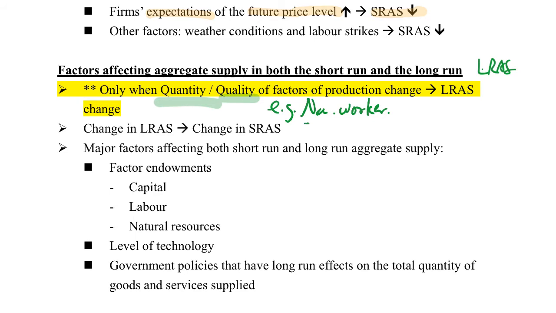However, at the same time, how about the quality? The quality may be affected by education. The human resources are affected by education. For the capital goods, they are affected by the technology.